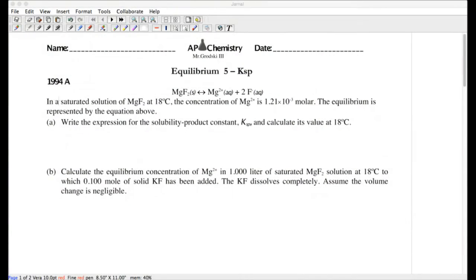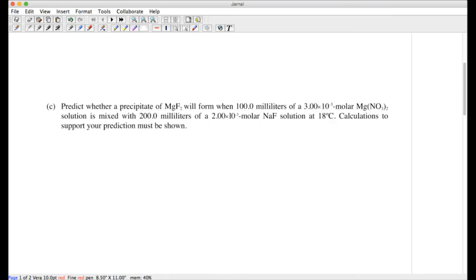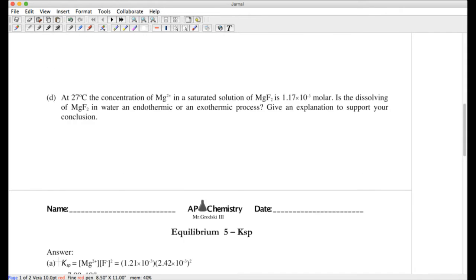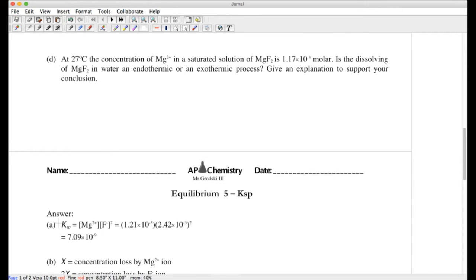All right, so it's 5A, right? No, it's 5. I believe this is it. And hopefully you can still see that. And here we go. In D here, the question is: at 25 degrees Celsius, the concentration of magnesium in a saturated solution of magnesium fluoride is 1.17 times 10 to the negative 3 molar. Is the dissolving in the water an endothermic or exothermic process? Give an explanation to support your conclusion.